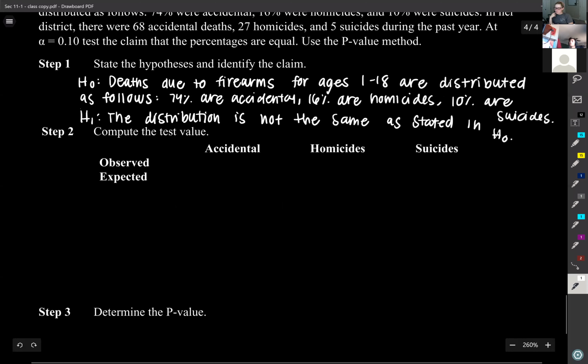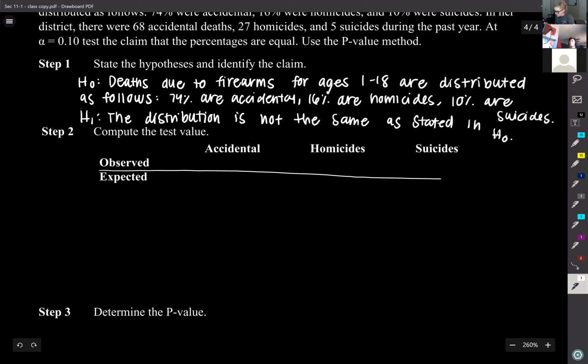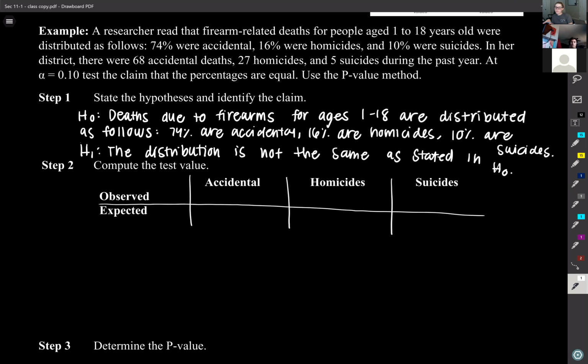Okay, let's go ahead and fill out this table here. So let me draw some lines. We want to put in the observed number of each of these. The observed one always comes from a sample. This problem tells you that in this researcher's district, she found these numbers. So these are going to be the observed ones. This is what she observed herself. She found that 68 of them were accidental, 27 were homicides, and 5 were suicides. So the observed values always come from a sample.